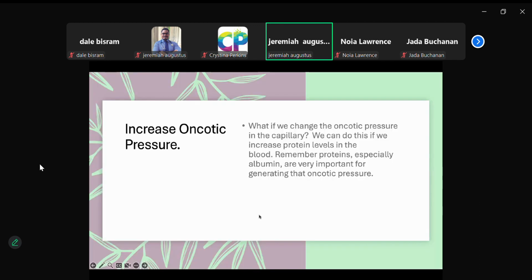Now, I want to talk about increased oncotic pressure. So what if we change the oncotic pressure in the capillary? What is going to happen? It's going to decrease the GFR, correct? But the body is so smart that if it has an increased amount of proteins or things in the capillary, the GFR is really not affected that much. It's weird. I don't know how the body does it, right? But that is the same. I want you to remember that concept.